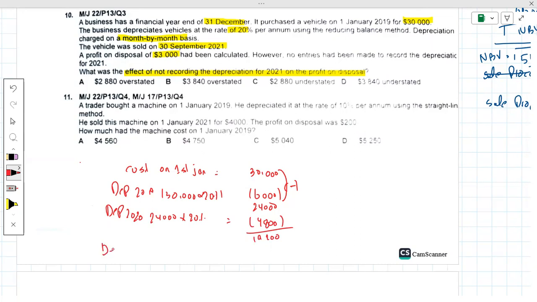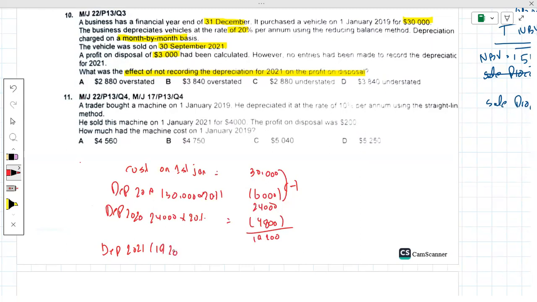Again, we are charging the depreciation for 2021, but as you can see, we sold this asset on 30th September. So it means that this is only 9 months depreciation, because your year is starting on 1st January. So January to September, it means that it is a total of 9 months. So in 2021, we have to find out the depreciation for only 9 months.